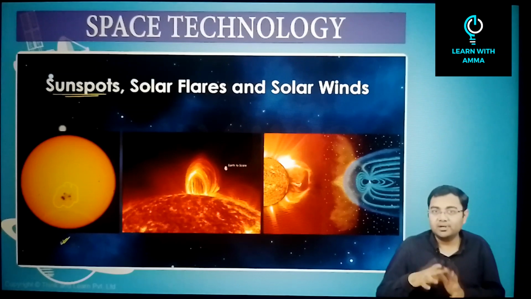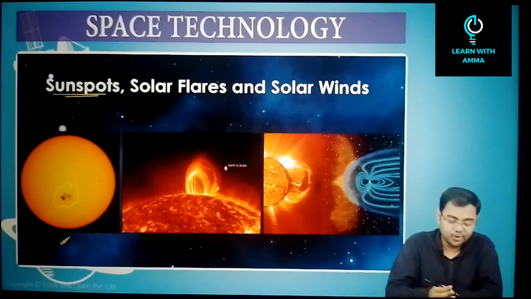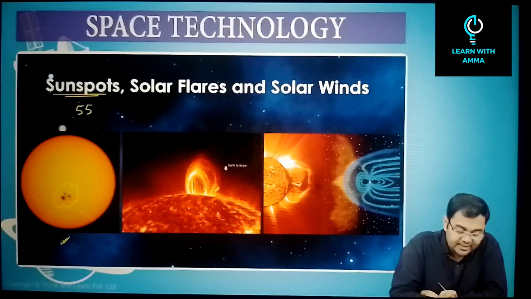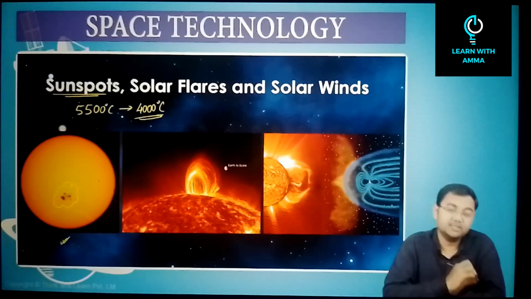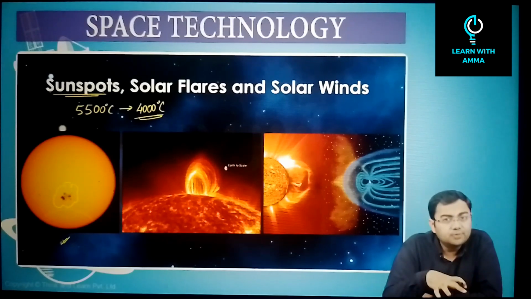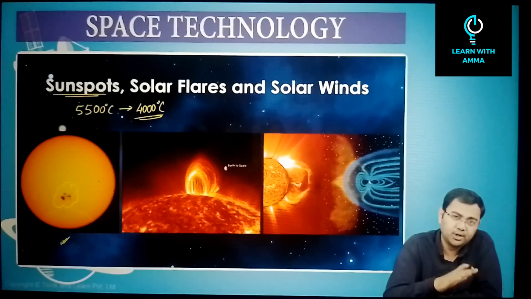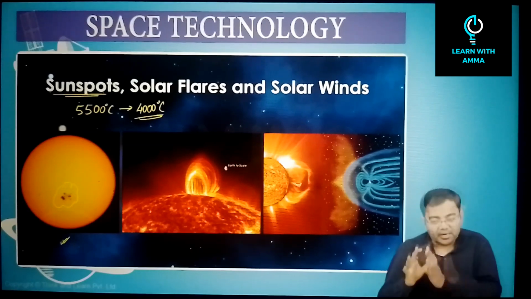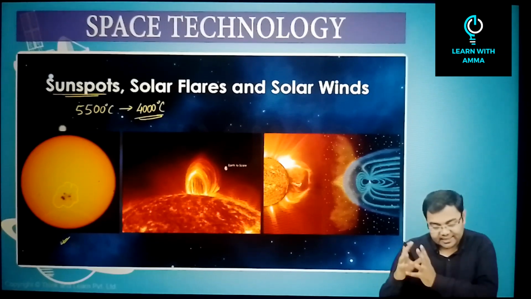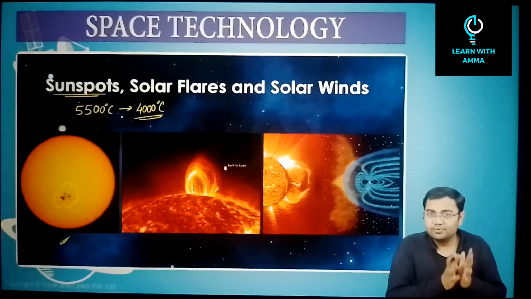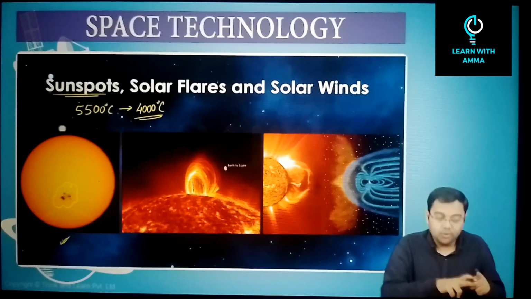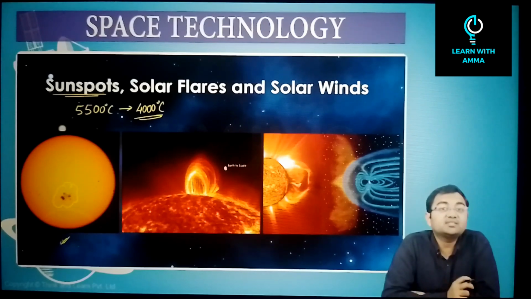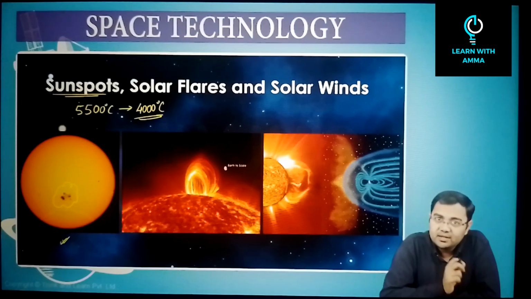So for example, if all the surrounding regions have a temperature of approximately 5500 degrees Celsius, then the sunspots have a temperature of approximately 4000 degrees Celsius. So maybe in the range of 3500, 3700, 4000, 4200 degrees Celsius. But largely, the temperatures will be approximately 1500 to 2000 degrees Celsius lesser as compared to all the surrounding areas. So this is what is called sunspots.